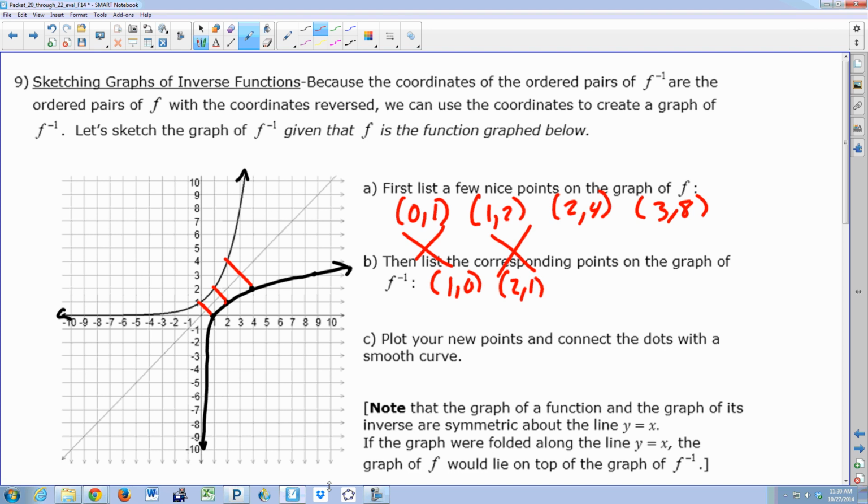So then you just plot each of those points. 3, 8 becomes 8, 3. Oh, I'm off a little bit. Okay, and then you just sketch it. We're looking for sketches, not accuracy.